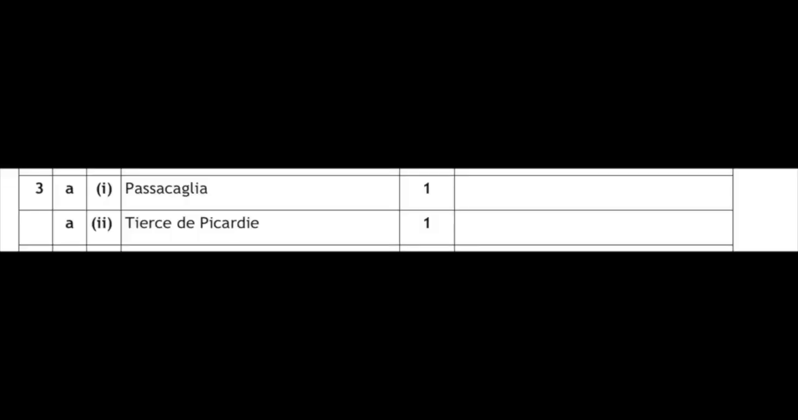Looking at the answers then for the first part of question 3, we should have Passacaglia for part 1, as we had variations being played over a ground bass. The bass line just kept repeating over and over again. And then part 2, we had Tierce de Picardy, as we had a piece of music that was minor all the way through and then finished on a lovely, bright, happy major chord.